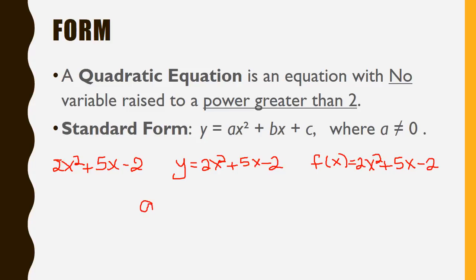Now in this example, a, b, and c are real numbers. A is equal to 2, that's the leading coefficient in this quadratic. B is the coefficient of x, which is in this case 5, and c is the constant, or the last number in the equation, which is negative 2.